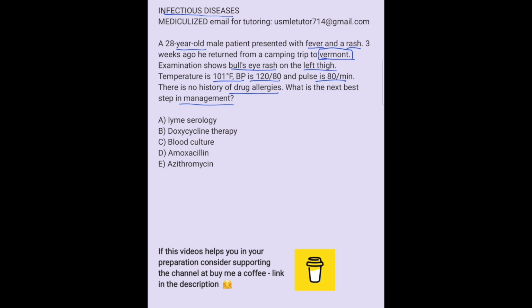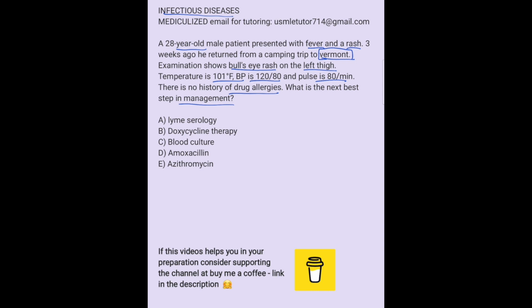So remember, New Jersey, New York, Massachusetts. So these are the states, and also there are others like Wisconsin. You can see the map on Google where there is Lyme disease, because in the vignette they will usually give you those states where Lyme disease is endemic. So here it is Vermont.